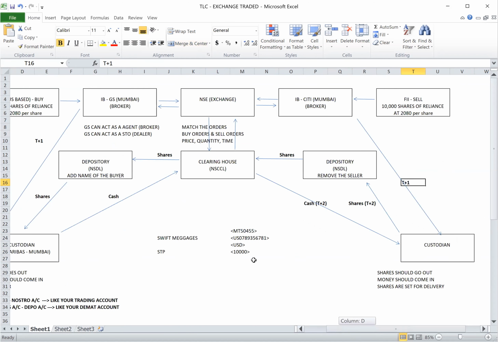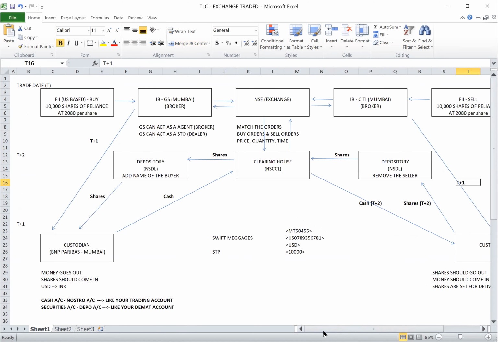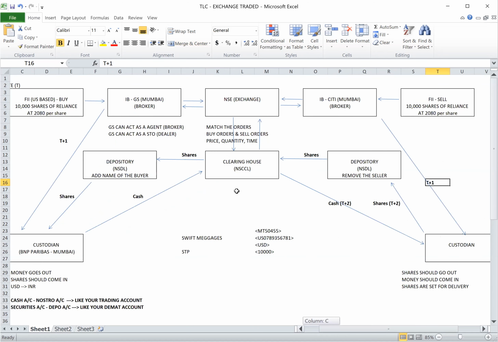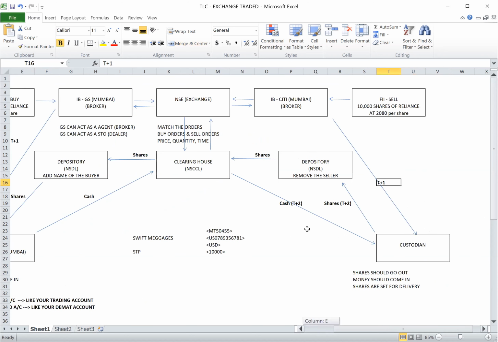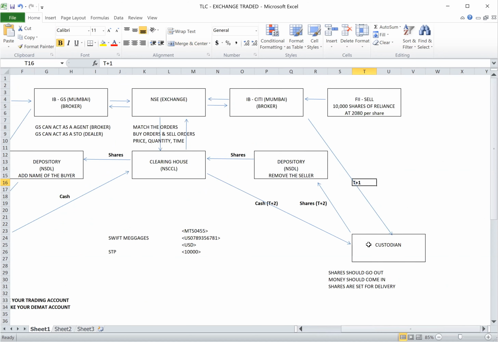Now what will happen on T+2? On T+2, actually the transfer of shares and cash will happen. So first of all, from the seller's custodian, the shares would go to the depository. Now we are talking about T plus 2. On T plus 1, he got ready to deliver the shares. On T plus 2, actually, he will deliver the shares to the depository. What does the depository do? It will change the legal ownership of the shares.